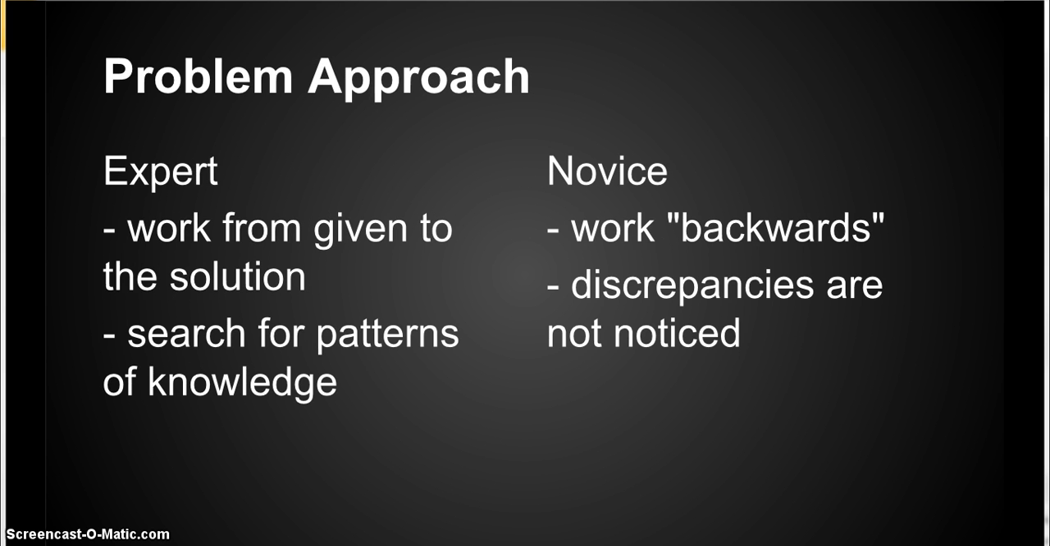Problem approach. The expert will work a problem out from the given to the solution. So they have a set order in which they work through a solution, and they search for problems, or they construct explanations, and they search for patterns of knowledge. The novice is going to work backwards. So they're going to see a goal, and they're going to attempt to work from the goal towards the given. They don't notice any discrepancies.